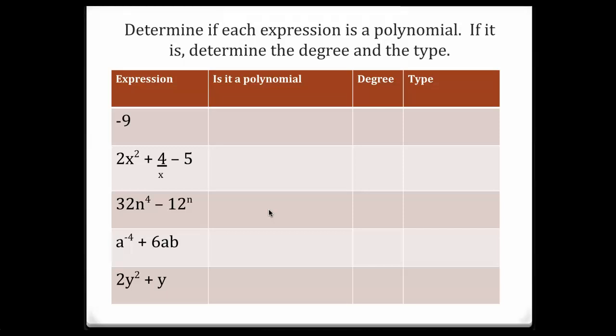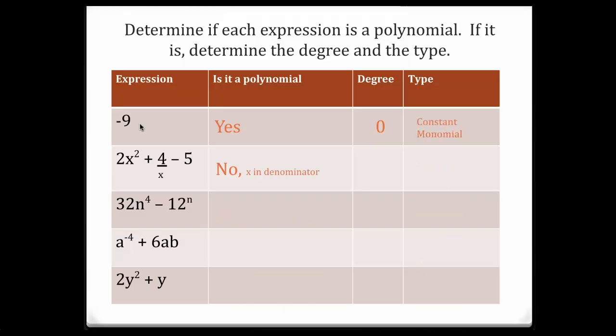So this chart has some polynomials and some that are not. The first one is fine. It's a polynomial, right? It's just a number. The degree is 0 because it has no variable, it's x to the 0. So we give it a first and a last name. This would be 0 degree makes it constant, 1 term monomial.